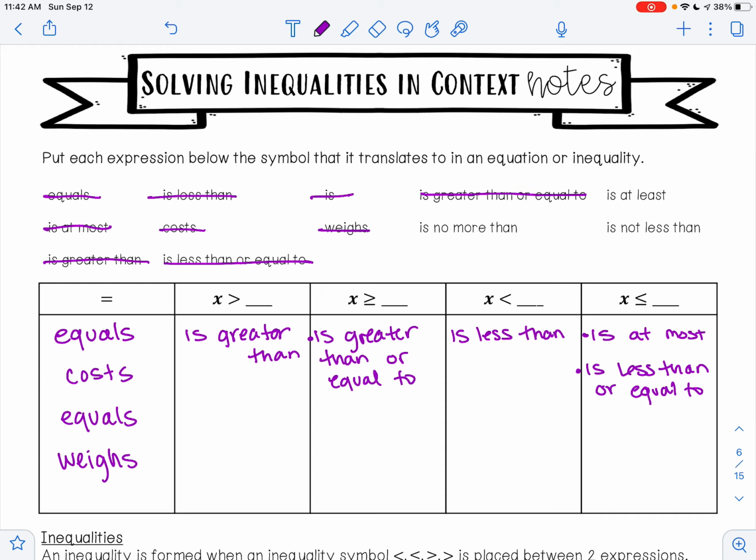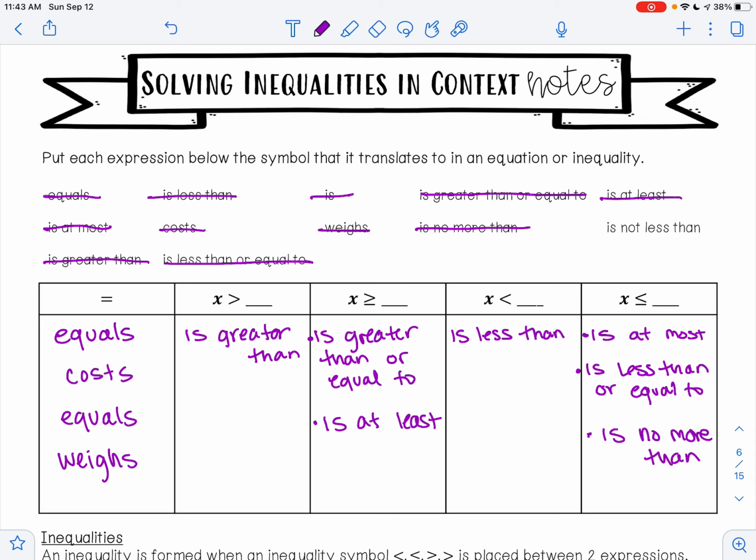Is no more than. That soda is no more than $1.50 means the highest that it could possibly be is $1.50. And so we would actually put that under the less than or equal to symbol. Is at least. So if I say that tablet is at least $150, then that would be greater than or equal to. The minimum cost would be $150. So is at least. And you see this one a lot in word problems.